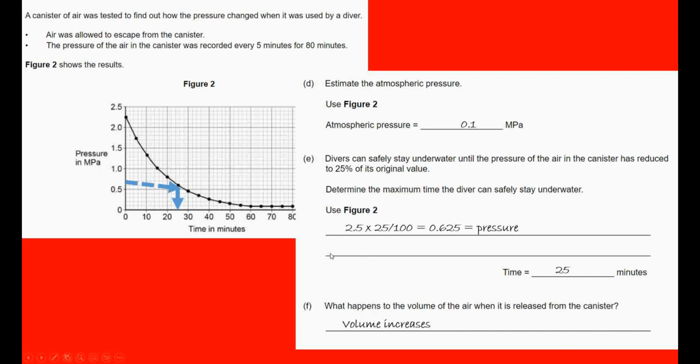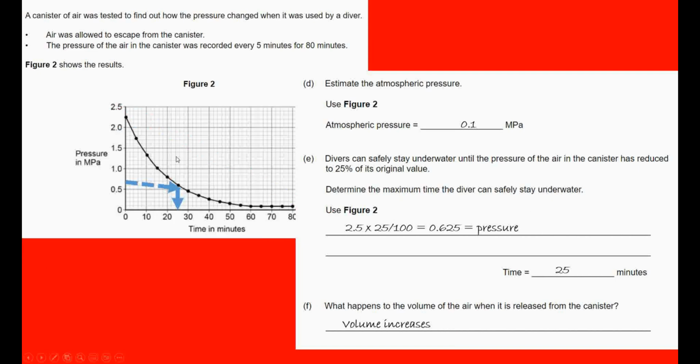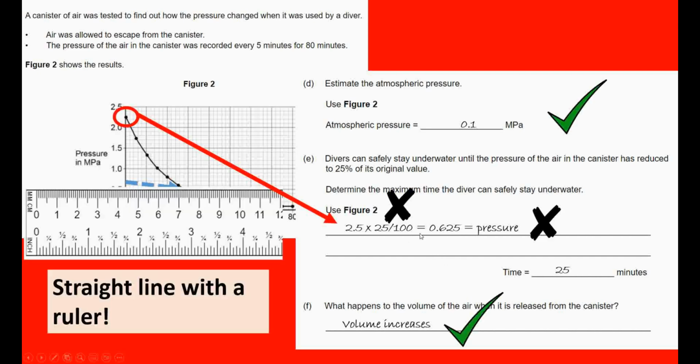Moving on. The first obvious mistake is they didn't use a ruler to draw their line, to get a good line to their data points. They were able to get the first marking point by saying what the atmospheric pressure is, so this is where it stops changing. They're also able to talk about what happens when it's released from the canister. The volume is increased because it doesn't have the walls of the canister confining it anymore. But they weren't able to get this middle question.